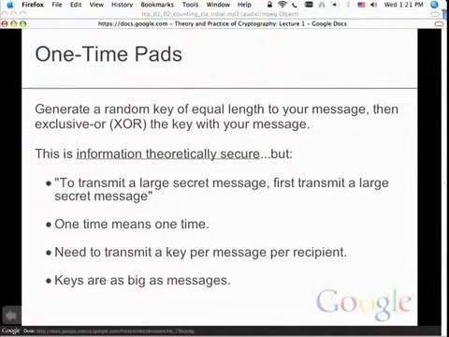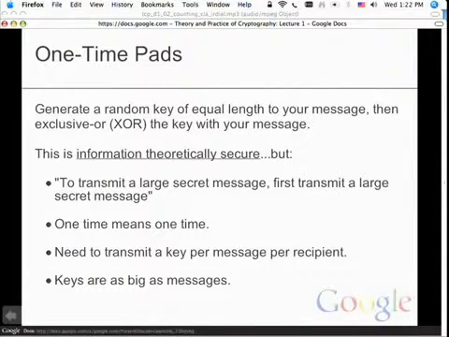So there's no information that can be determined by actually listening to this, as long as the keys are secure. So if this is information theoretically secure, why isn't crypto just solved? Why don't we just do one-time pads and be done with it? Now the problem here is that you have to transmit a large secret message in order to transmit a large secret message. So how do you actually get these one-time pads out to people in the world to start with?